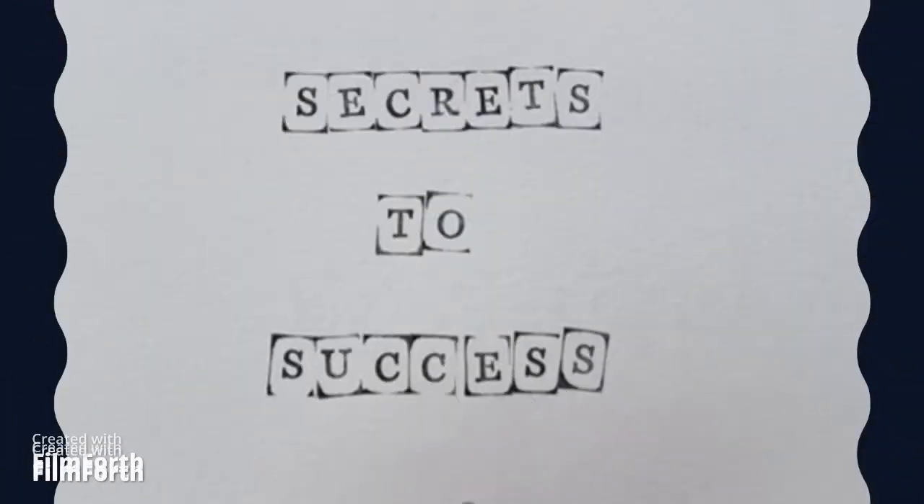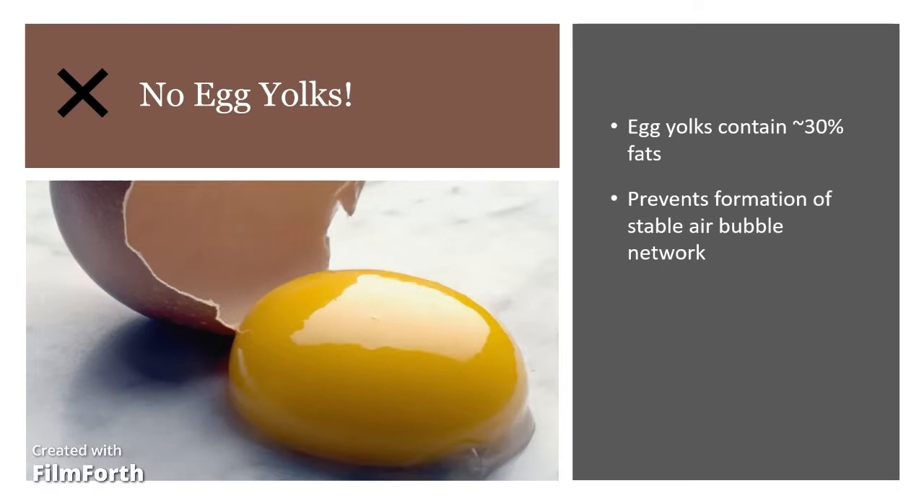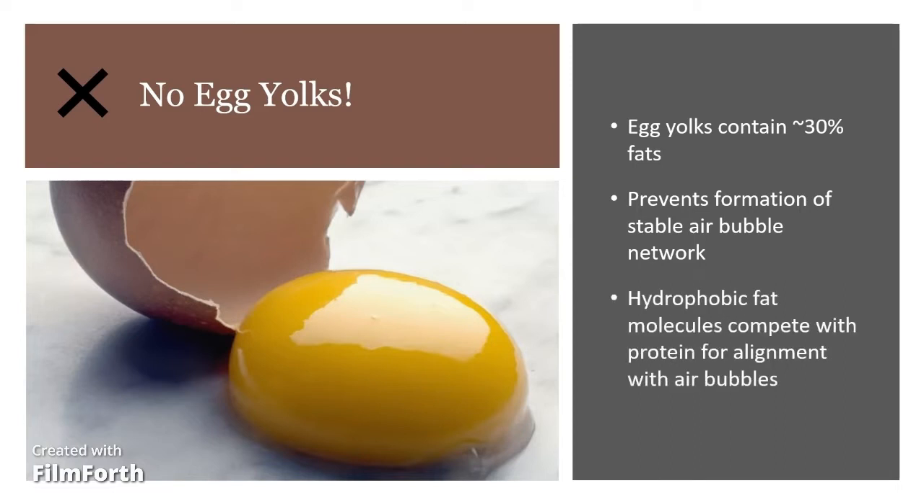Hello, I'm Nick and I'll be explaining the science behind egg foams and Veron's secrets to success. Her first success tip, as you have seen just now, is to remove the yolk. This is because egg yolks contain about 30% fat, and fat is the biggest enemy of egg white foam. Even the slightest amount will block the foaming action, because the fat molecules are hydrophobic, and although they are unable to create a stable structure, they compete with the proteins for alignment around air bubbles in the foam formation process, which will be explained later.